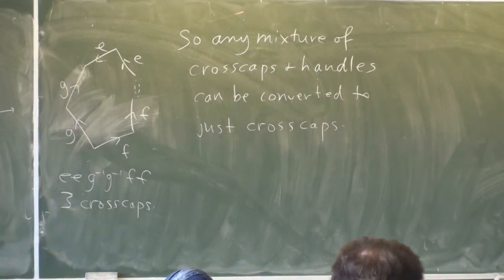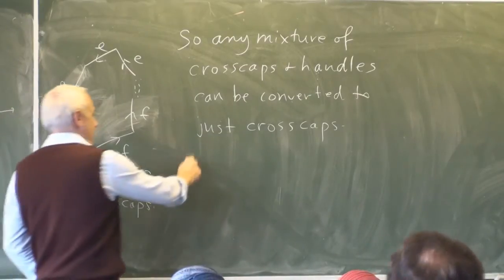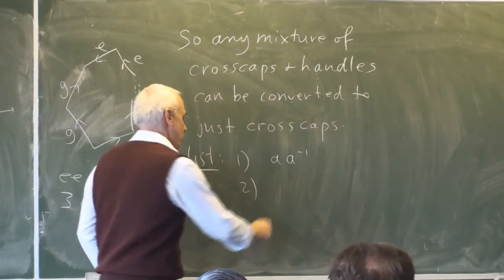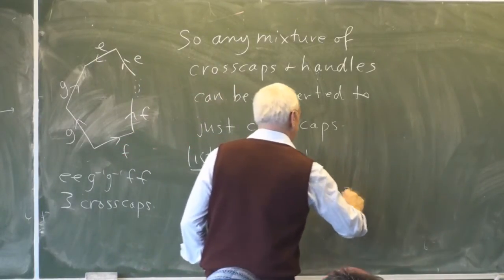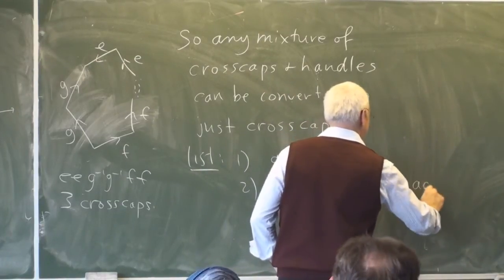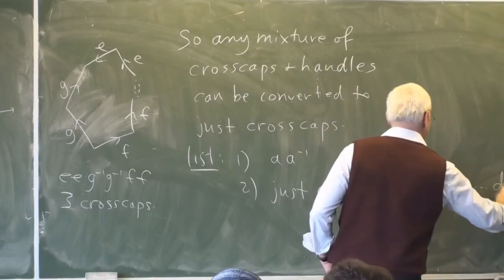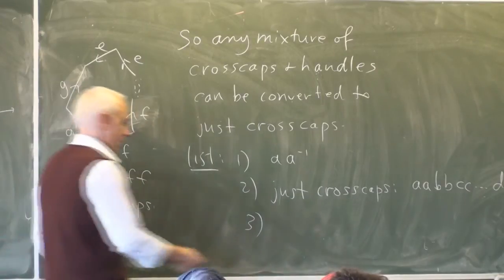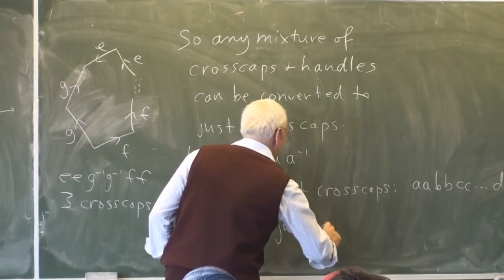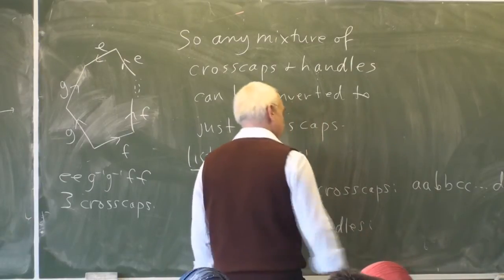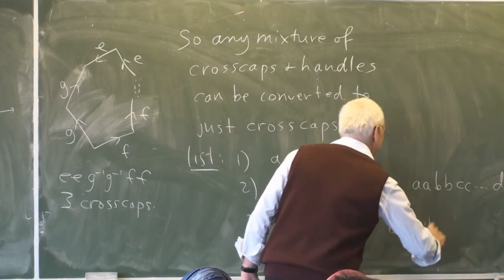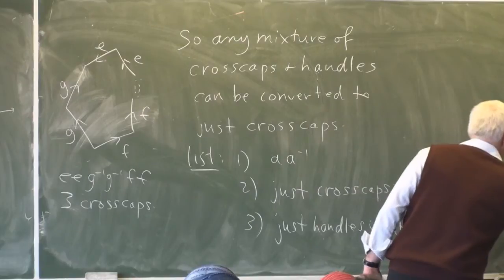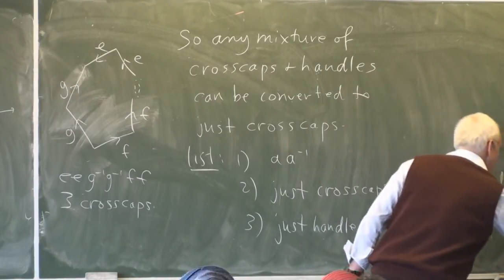And so our list is just a sphere, or just cross caps, things of the form AA, BB, CC, up to DD, or just handles, namely, things of the form AB, A inverse, B inverse, CD, C inverse, D inverse, up to EF, E inverse, F inverse.